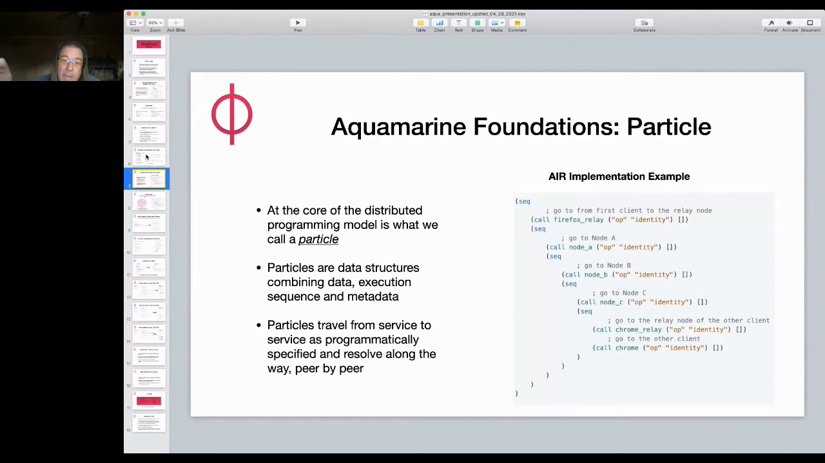So basically what happens is, as you work through the workflow, these particles just basically hop from peer to peer and interact with the services they're supposed to, make their calls, and just keep moving along.